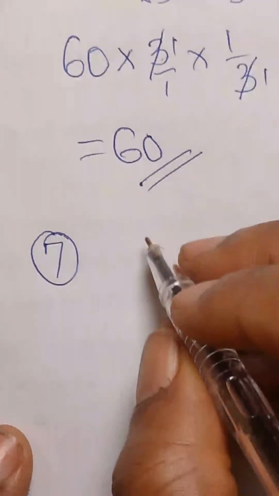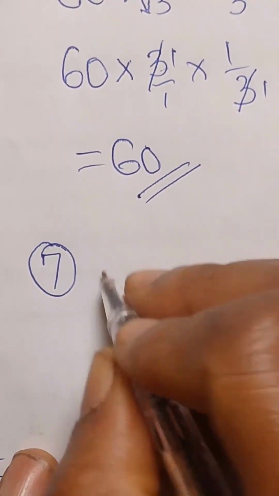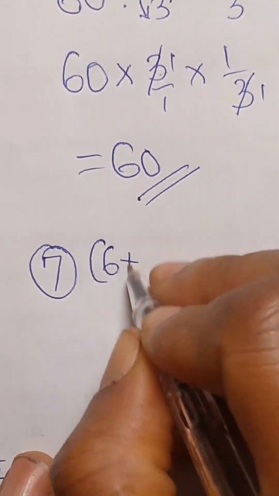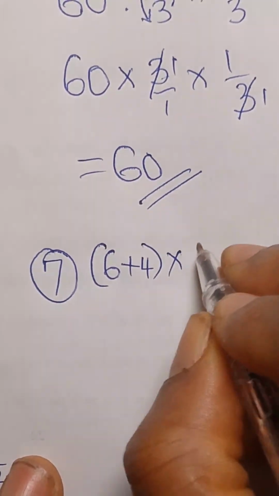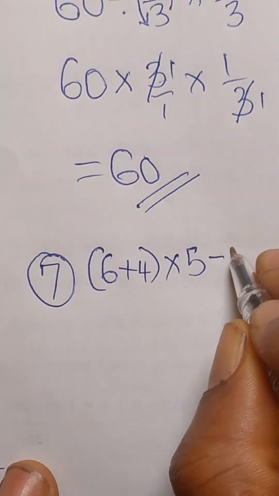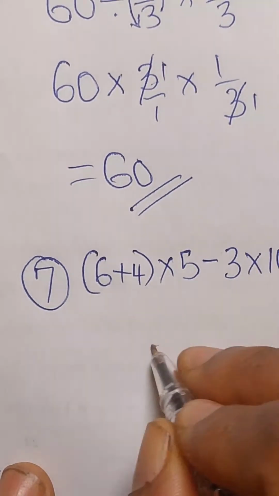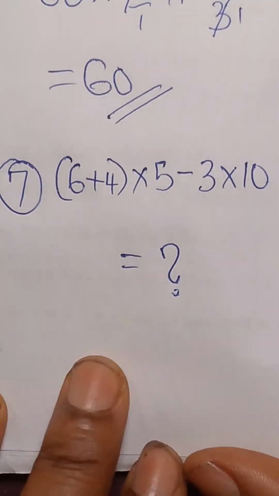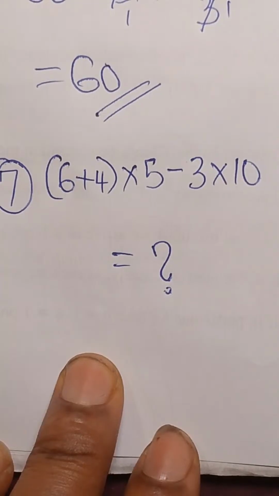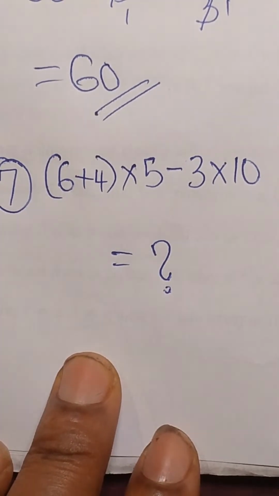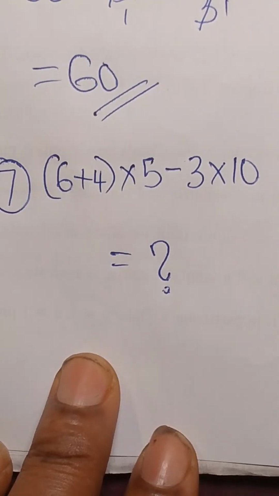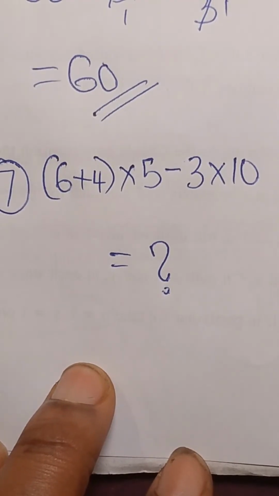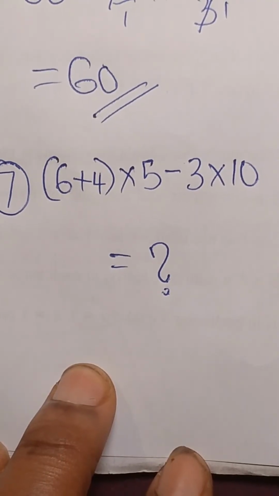So on question number 7, we have bracket of 6 plus 4 multiplied by 5 minus 3 times 10 is equal to what? Okay, so this is question number 7. So solve it. Let's see your answer. Question number 7 is a tricky math challenge, but it's very easy. Solve it. Let's see your answer.